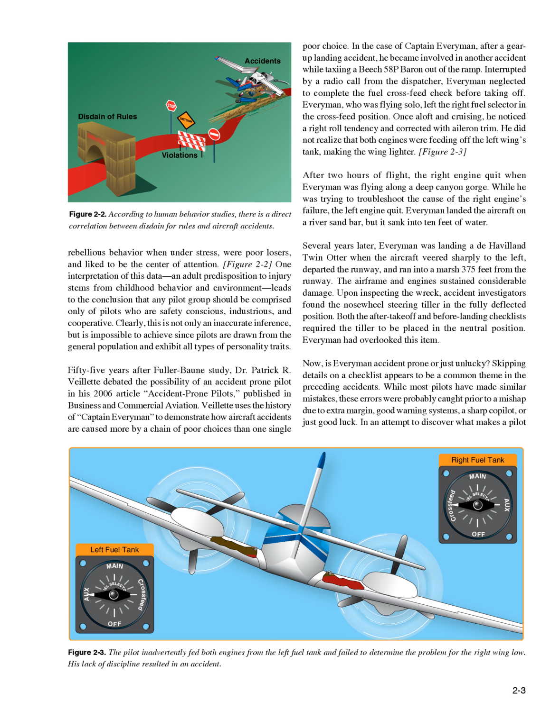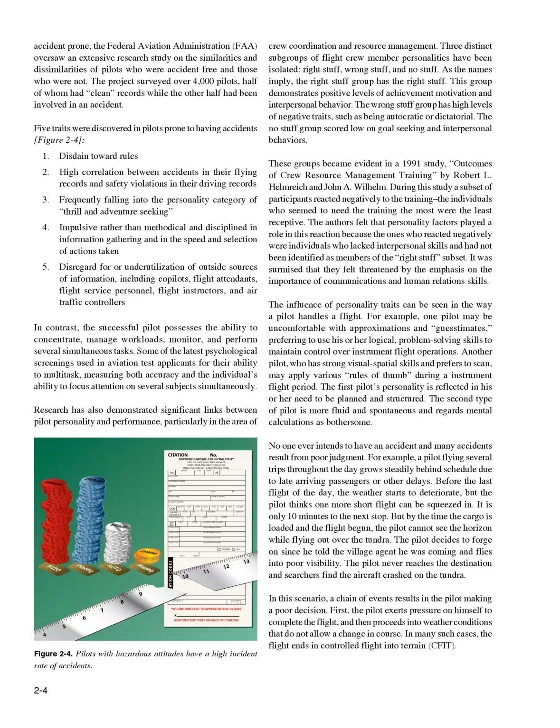While most pilots have made similar mistakes, these errors were probably caught prior to a mishap due to extra margin, good warning systems, a sharp co-pilot, or just good luck. In an attempt to discover what makes a pilot accident prone, the Federal Aviation Administration, FAA, oversaw an extensive research study on the similarities and dissimilarities of pilots who were accident-free and those who were not. The project surveyed over 4,000 pilots, half of whom had clean records while the other half had been involved in an accident. 5 traits were discovered in pilots prone to having accidents, Figure 2.4.1.